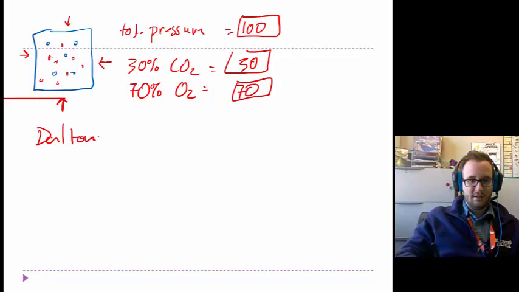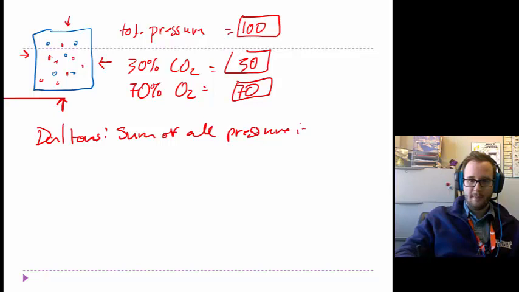And Dalton's law is simple, and we've already kind of covered this: the sum of all pressures in a gas is the total pressure.